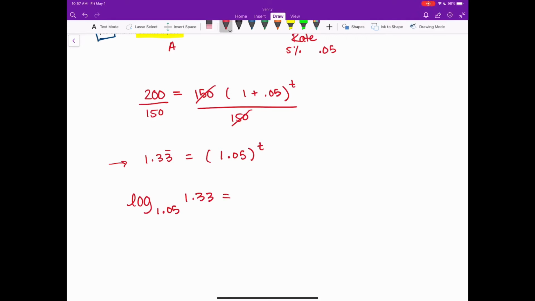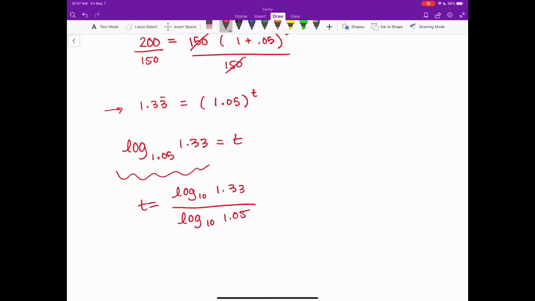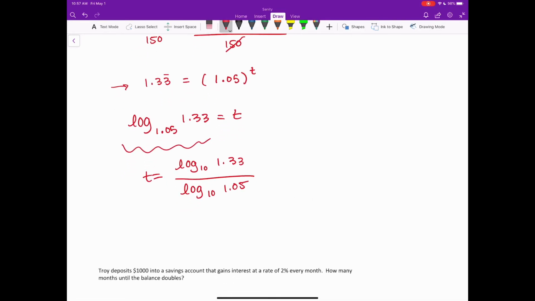Repeating, equals my exponent t. And again, now I can use my change of base formula to evaluate what this side is. So I'm going to get that t equals, I can pick a new base of 10 again, so it works with our calculators. I'm going to say log base 10 of 1.333333 divided by log base 10 of 1.05. Again, you plug that into your calculator, however you do it with your change of base formula.